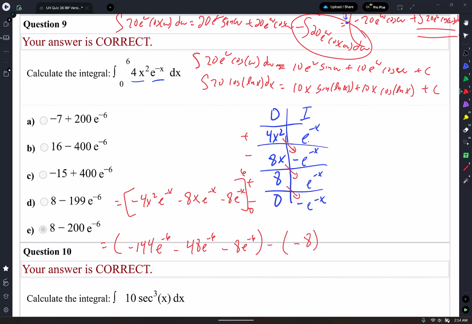All right, let's see. 144 plus 48, that's 192. And if I add another 8, that's 200. So negative 200 e to the negative 6 plus 8.